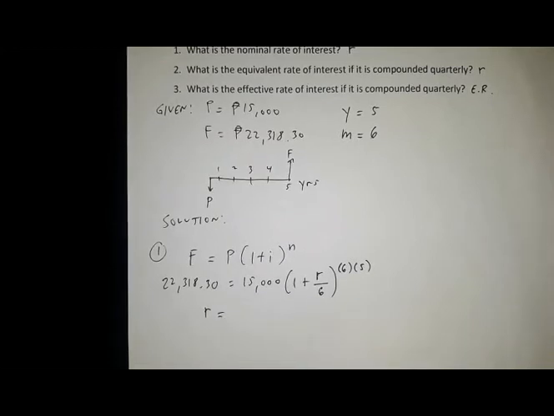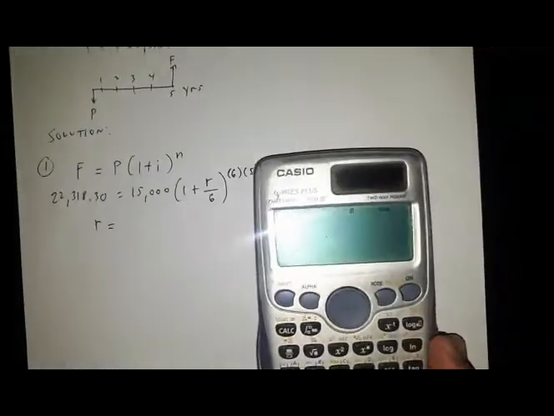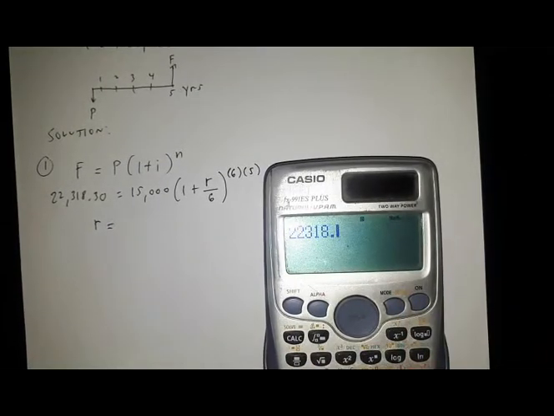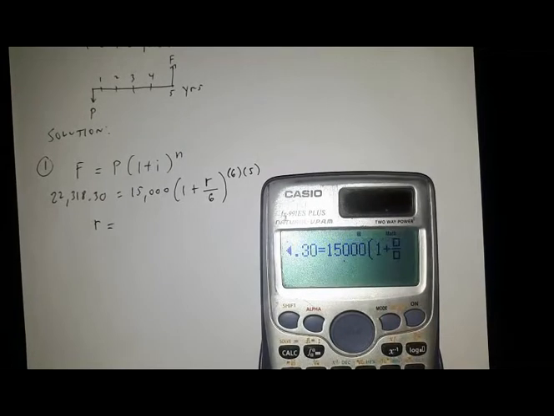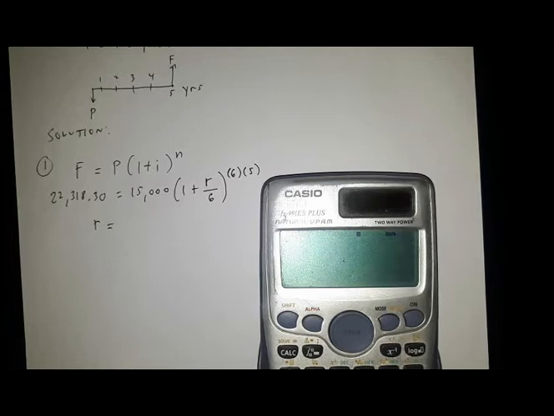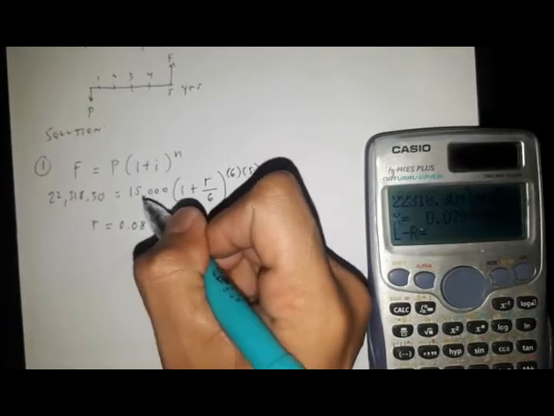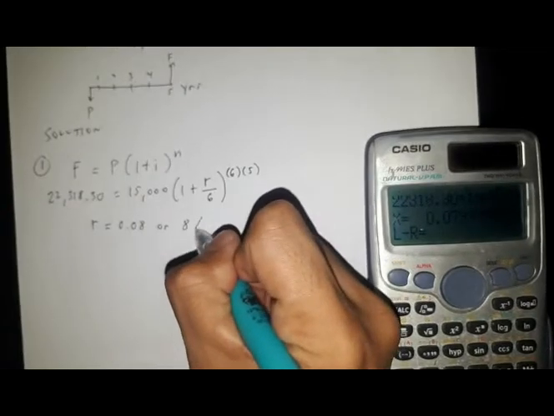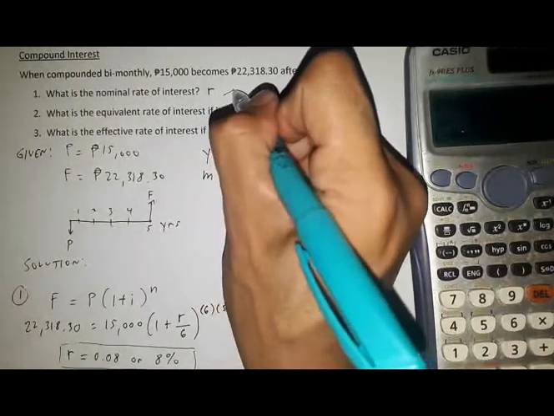So the value of the nominal rate of interest is: 22,318.30 equals 15,000 times 1 plus the nominal rate over 6 raised to 6 times 5, so that is equal to 0.08 or 8%. So that gives the answer for number 1.